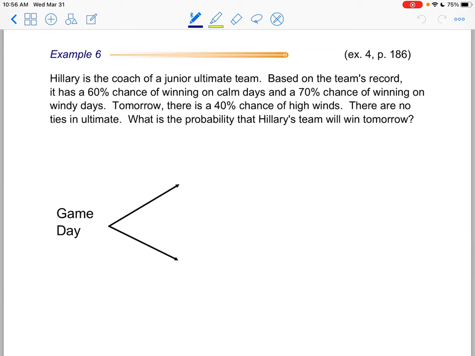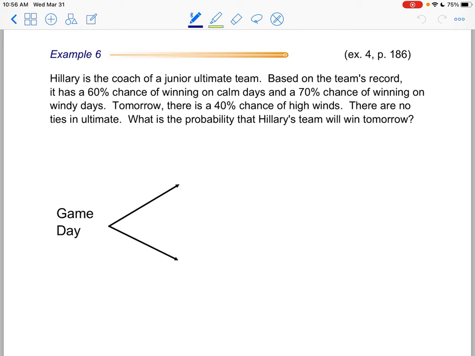Okay, the last example for this section is example 6. And it says, Hillary is the coach of a junior ultimate team. Based on the team's record, it has a 60% chance of winning on calm days and a 70% chance of winning on windy days. Tomorrow, there's a 40% chance of high winds. There are no ties in ultimate. What is the probability that Hillary's team will win tomorrow?